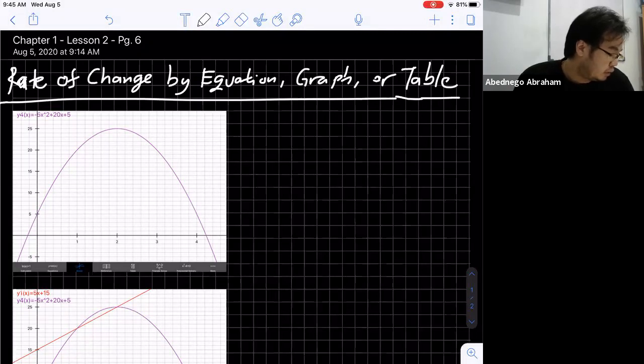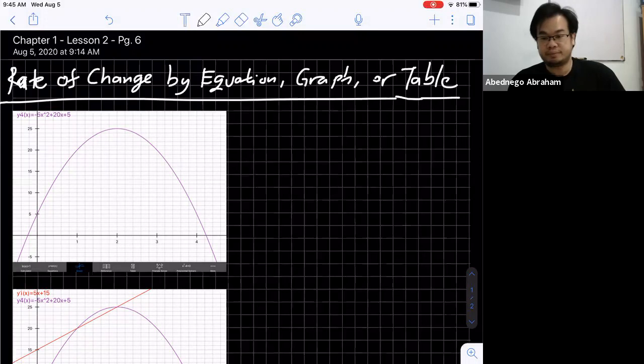Given a function y equals f(x) specified by a graph, a table of values, or an equation, describe whether the y value is increasing or decreasing as x increases through a particular value, and estimate the instantaneous rate of change of y at the value of x. Okay, so let's get to it now.